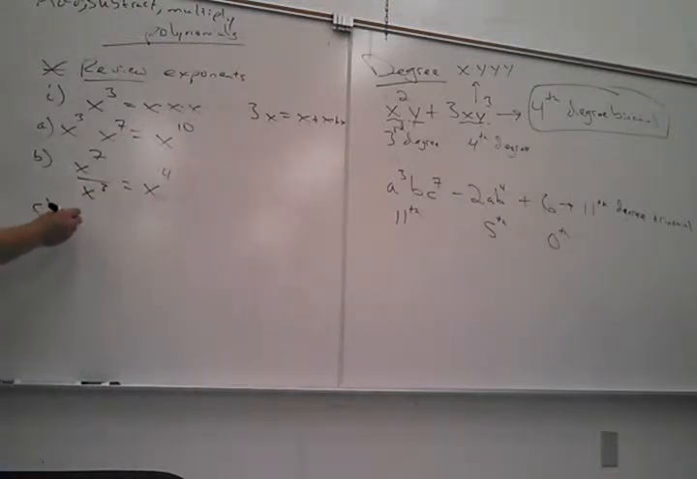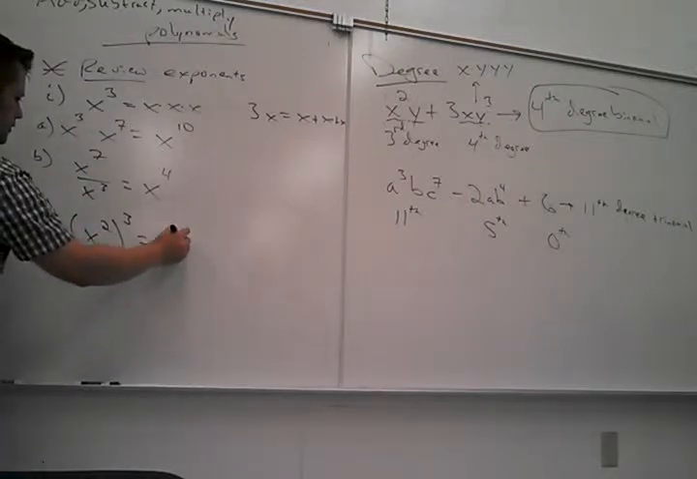So then, what happens when I do this? 6. That's when I multiply, right? Because what does this really mean? 3 groups of 2 x's are, of course, 6 x's. So this would be x to the 6th.